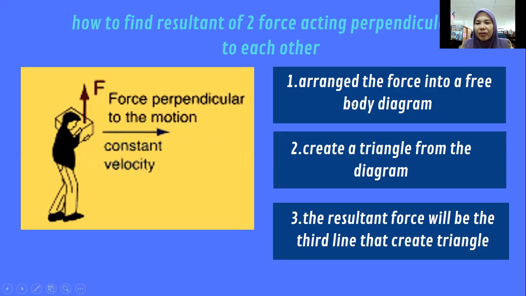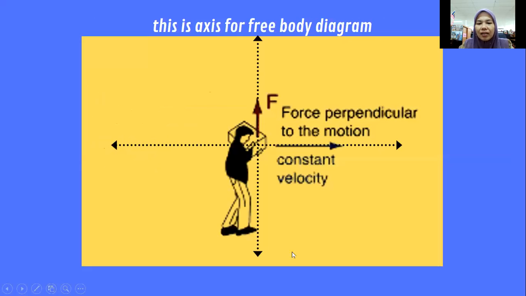Number one, you have to arrange the forces into a free body diagram. Number two, create a triangle from the diagram. And number three, the resultant force will be the third line that creates the triangle. Okay, let's see the example.